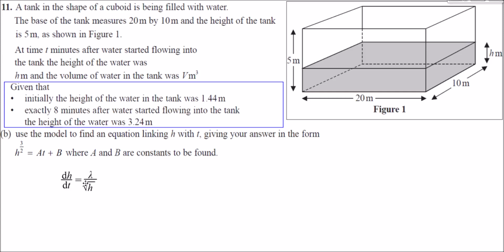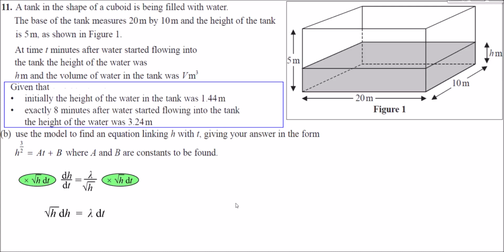So to get the root h with the dh, I can multiply both sides by root h, and also to get the dt on its own on the other side, I can also multiply by dt. So in one go, I can multiply everything by root h dt. If I do that, I'll then end up with the following. It becomes root h dh equals lambda dt. It's almost like we're missing a friend here, missing two friends.